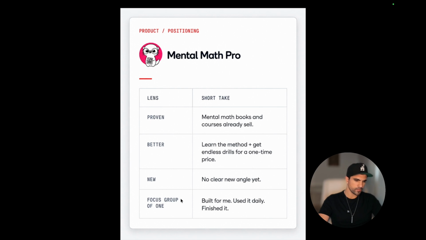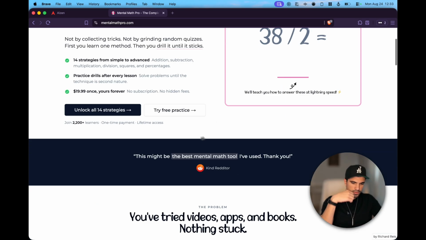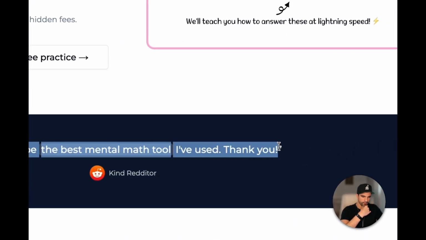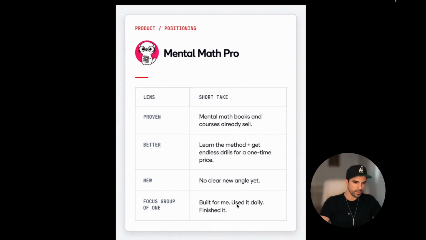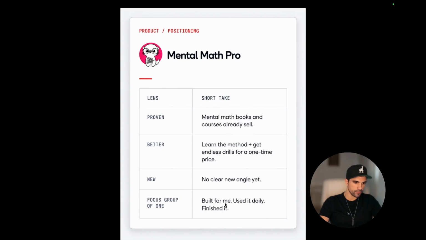And then for the focus group of one question, did I use it in the last week? Yes and no. So I built this for myself. And when I built it, I used it every day for a couple of weeks, maybe a month. And then once I reached the score that I wanted, I just stopped. And this checks out. So the people who have used Mental Math Pro really love it. But I believe that doing this focus group of one question really spotted the problem.